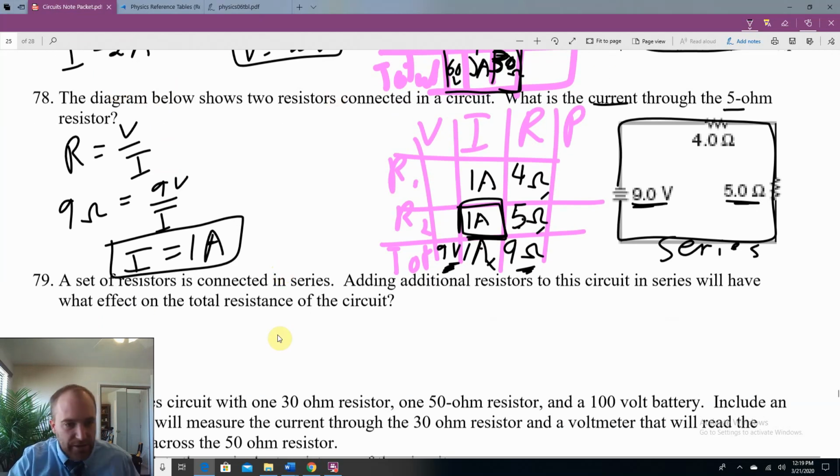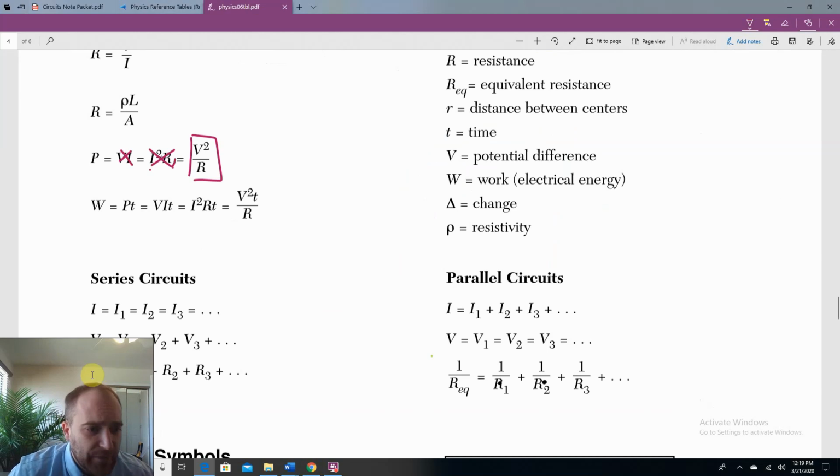79. A set of resistors is connected in series. Adding additional resistors to the circuit in series will have what effect on the total resistance of the circuit? Well, let's check our circuit rules. This is our circuit resistance rule for a series circuit. The equivalent resistance is equal to the first one, plus the second one, plus the third one.